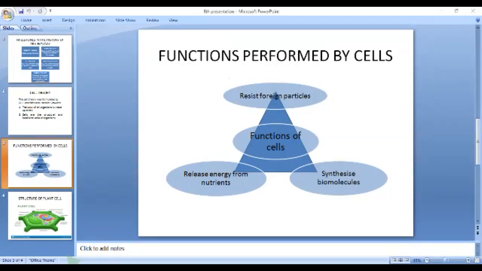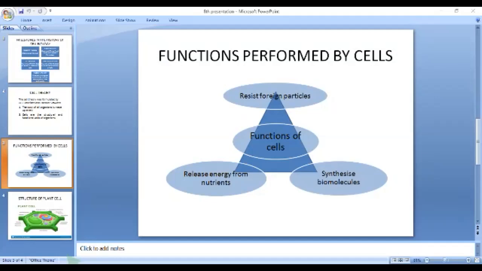What do you mean by foreign particles, and what is resisting foreign particles? Let me ask you one thing: whom are we calling foreigners? Those who are coming from outside our country, who do not belong to our country, are called foreigners. Likewise, in our body also, what are the things that do not belong to our body, that come from outside into our body? Those things are called foreign particles. So relate it to the meaning of foreigners.